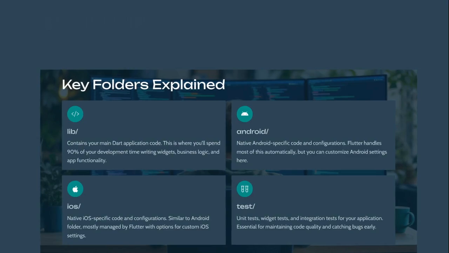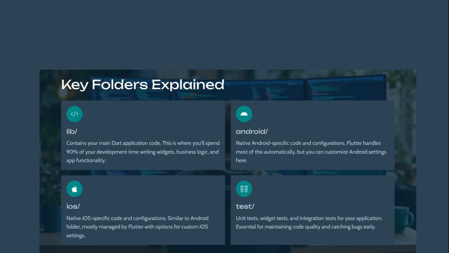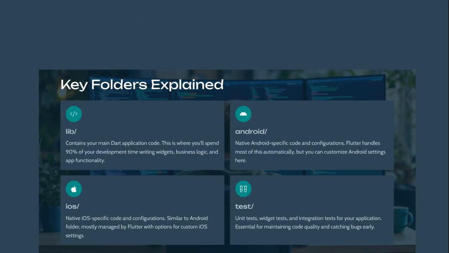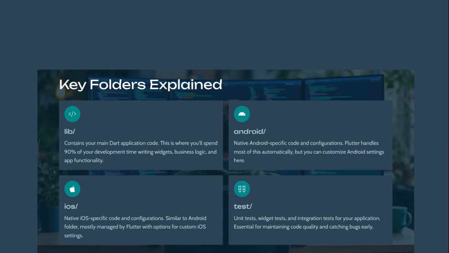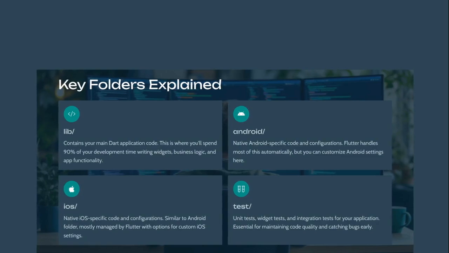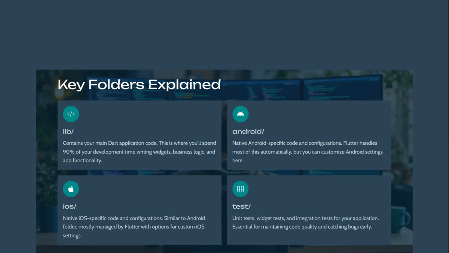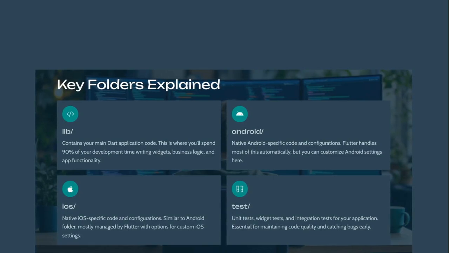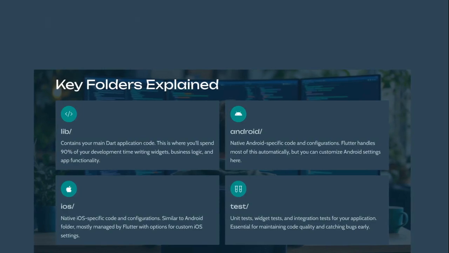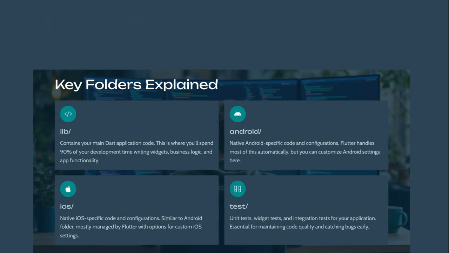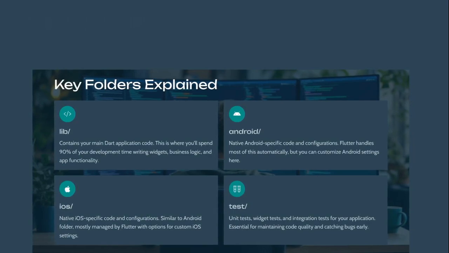Let's break down the key folders in a Flutter project. The lib folder contains your main Dart application code, where you'll spend most of your development time writing widgets, business logic, and app functionality. The android and ios folders handle native-specific code and configurations, while the test folder is essential for maintaining code quality and catching bugs early.